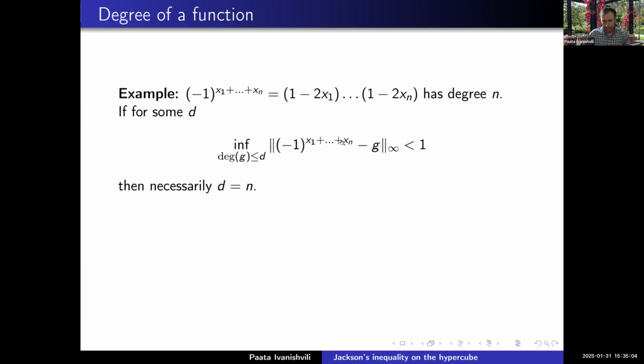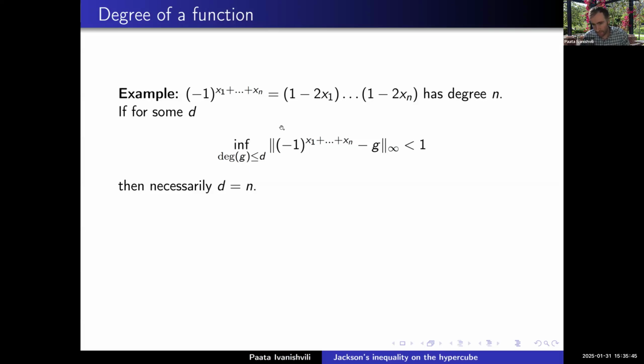Let me give you some quick examples about degree and about the smallness of this error of polynomial approximation. If you take, for example, the function (-1) to the power x1 plus ... plus xn, then you can write it as a multilinear polynomial. (-1) to the power x1 is just 1 minus 2x1, and then you have a product. It has degree n. It's a very high degree polynomial. And if for some d you manage to show that this error is strictly less than 1, notice that this function takes two values, plus 1 or minus 1.